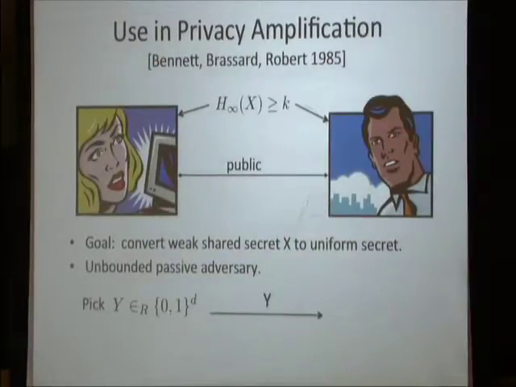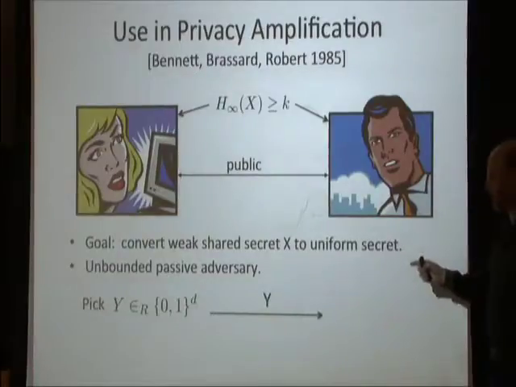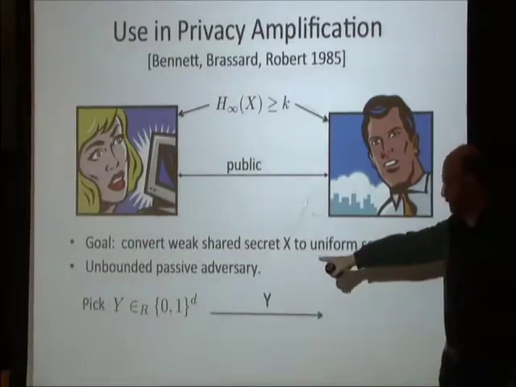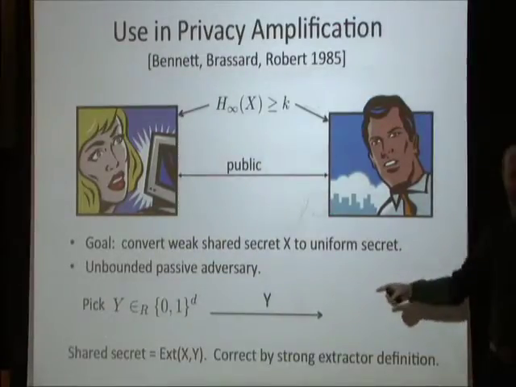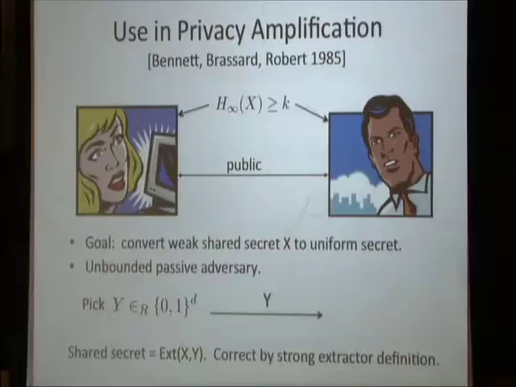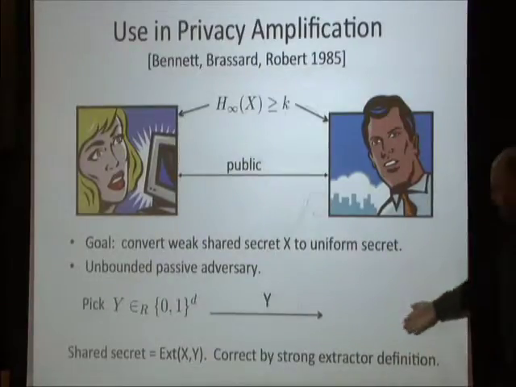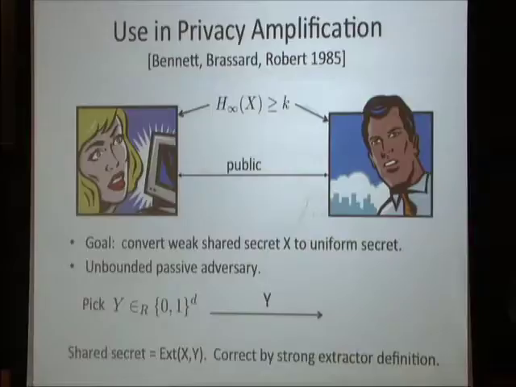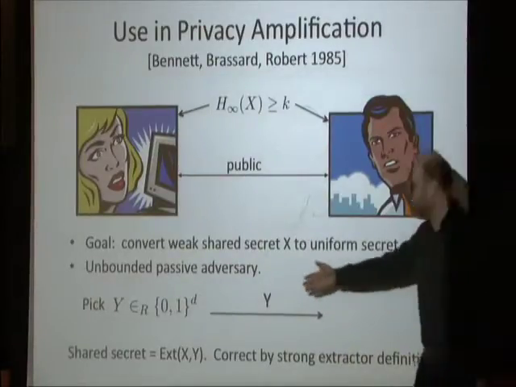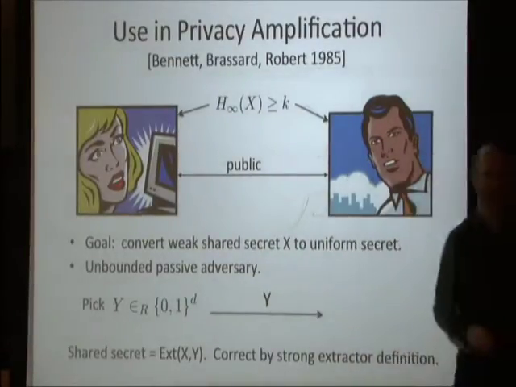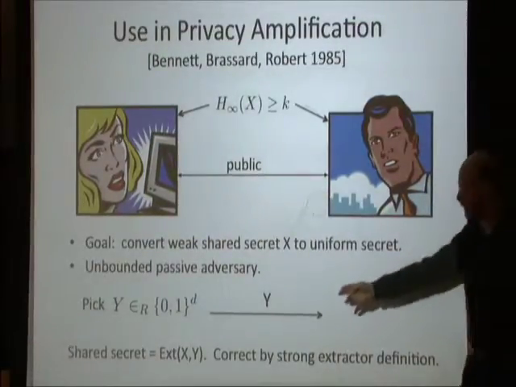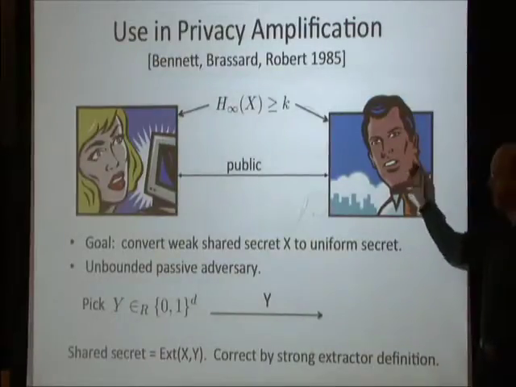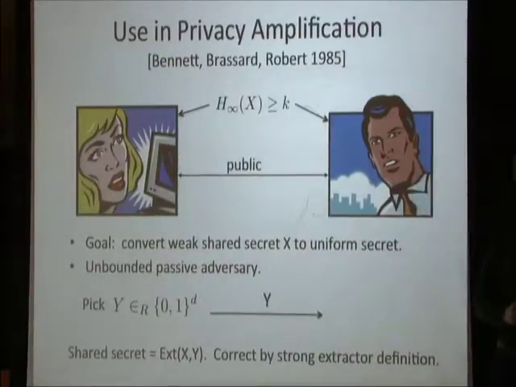So here the solution is that Alice will just pick a random seed and send it to Bob, and the shared secret will be the output of the extractor. Okay, and this is correct by the definition of strong extractor. Strong extractor ensures that even conditioned on the seed, the extractor output is close to uniform. So even though the seed is public, the extractor output is close to uniform and known only to Alice and Bob. So that's one application.